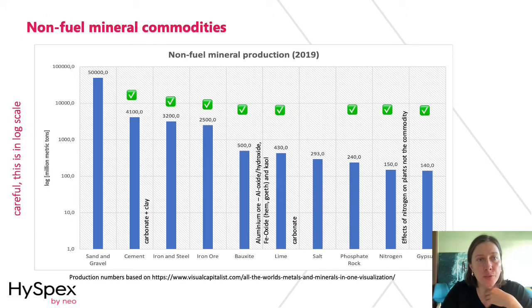I just wanted to show you for which non-fuel mineral commodities hyperspectral is theoretically possible or has already been introduced. This is the non-fuel mineral production based on the USGS. Be careful, this is not a log scale, otherwise the sand and gravel would just blast our graph out of proportion here. For most of these non-fuel minerals or raw materials, hyperspectral is actually a viable option, and there are deterministic absorption features which can be used to identify, for example, different phosphate rocks, different iron ores, or different carbonate clay mixtures in the case of cement.